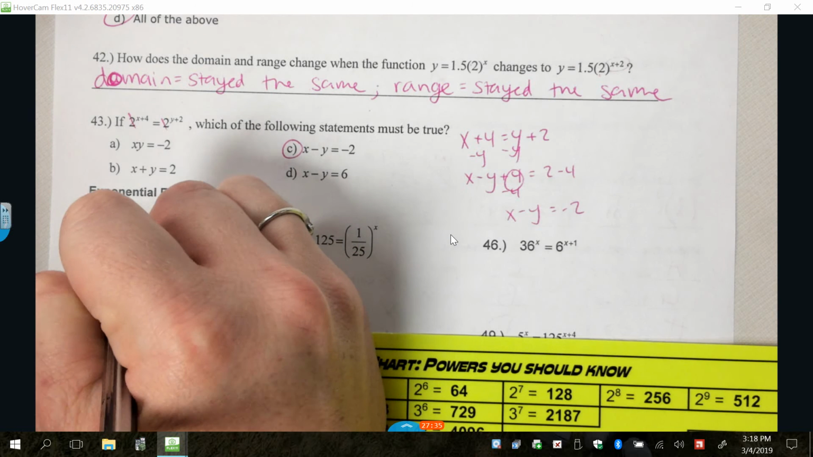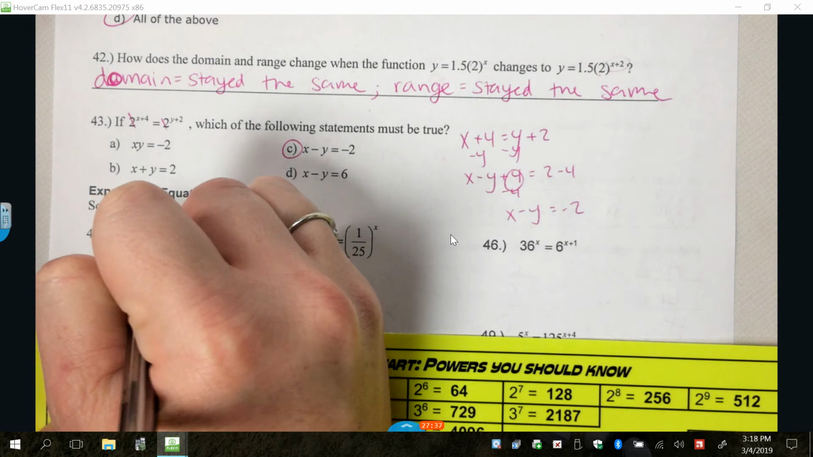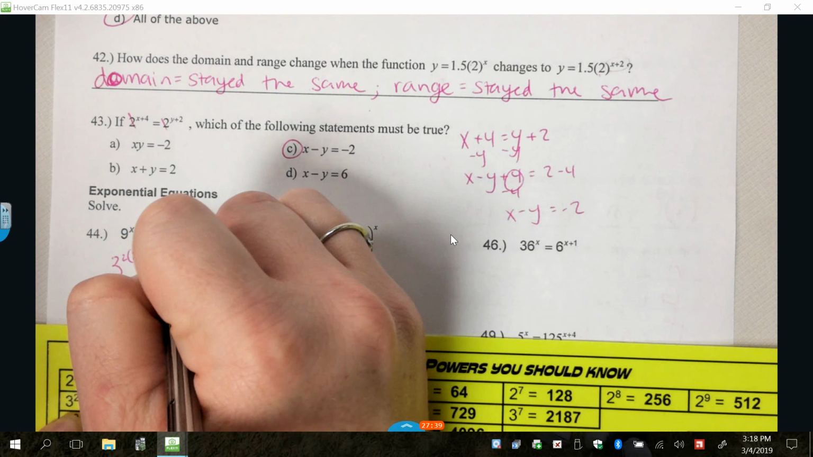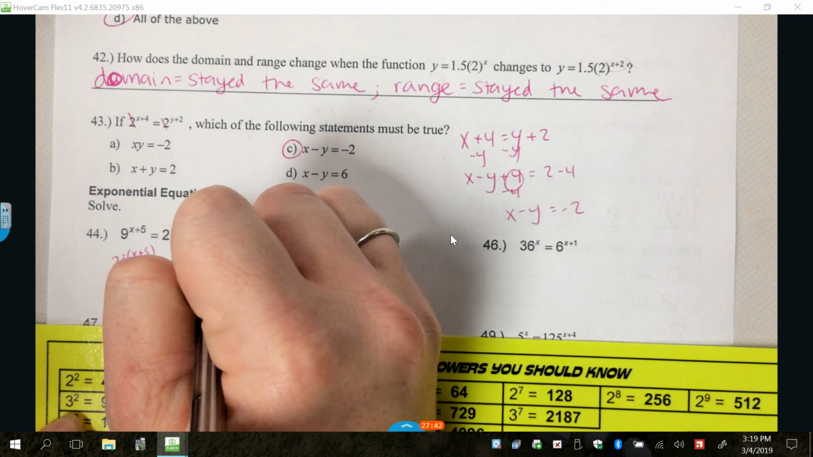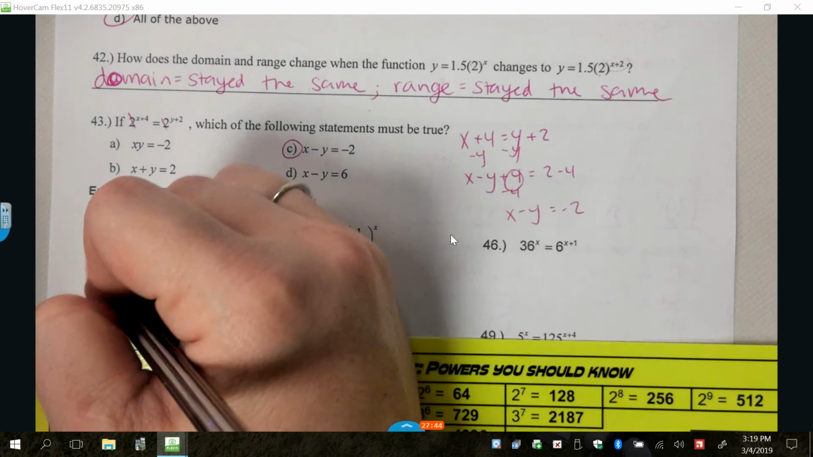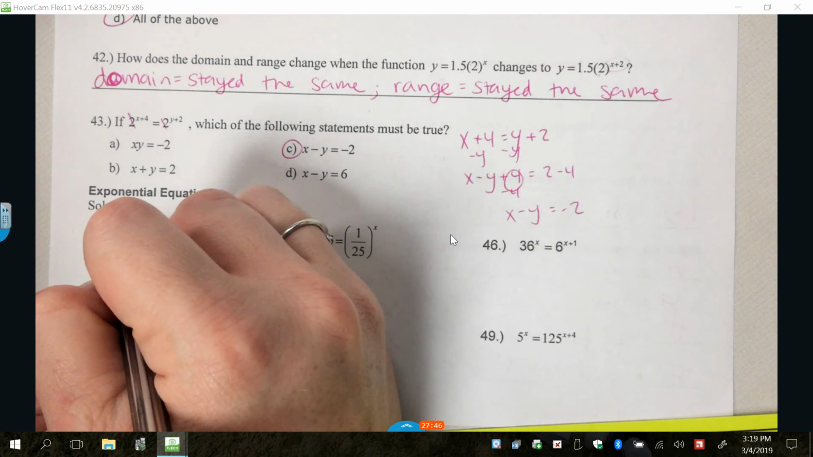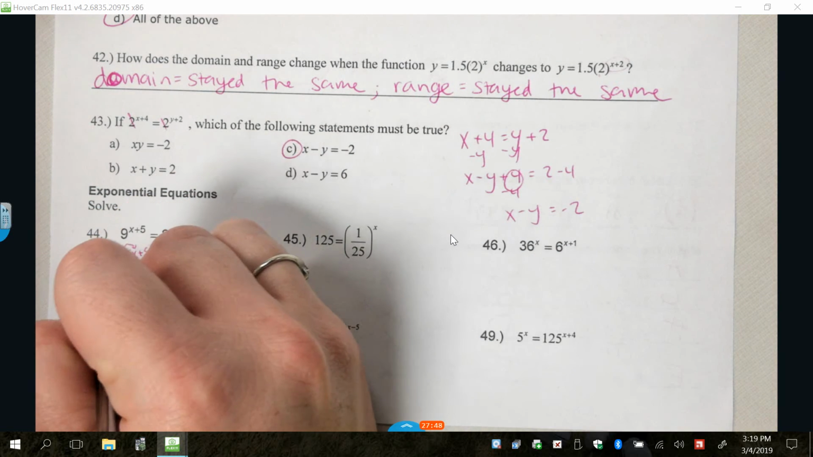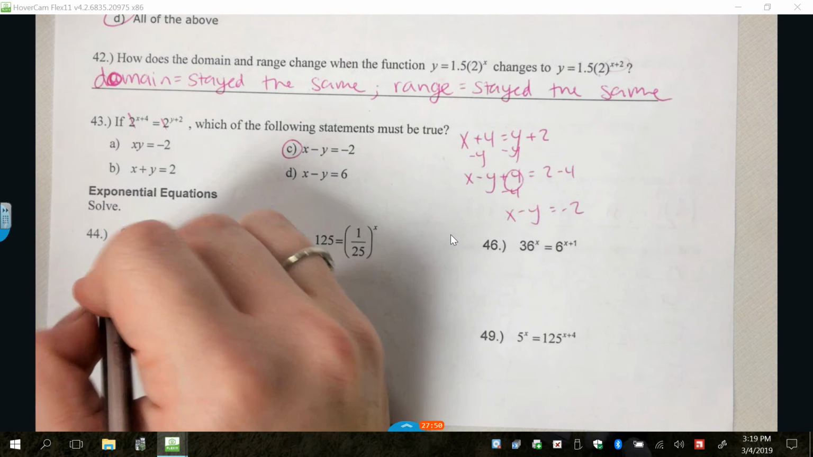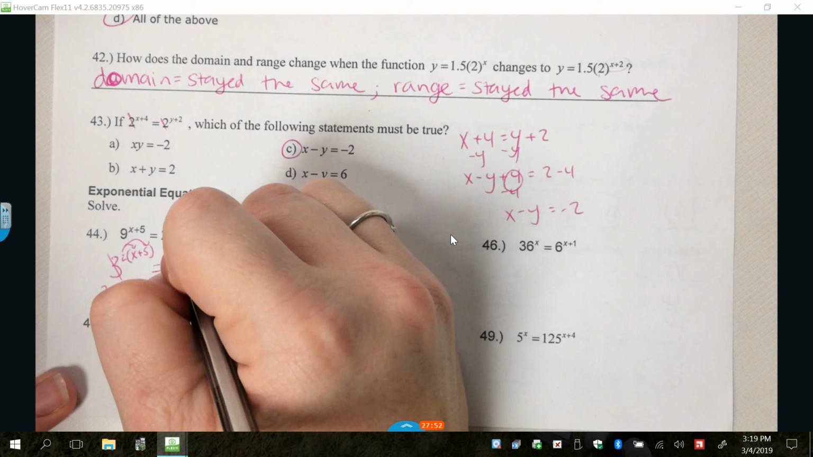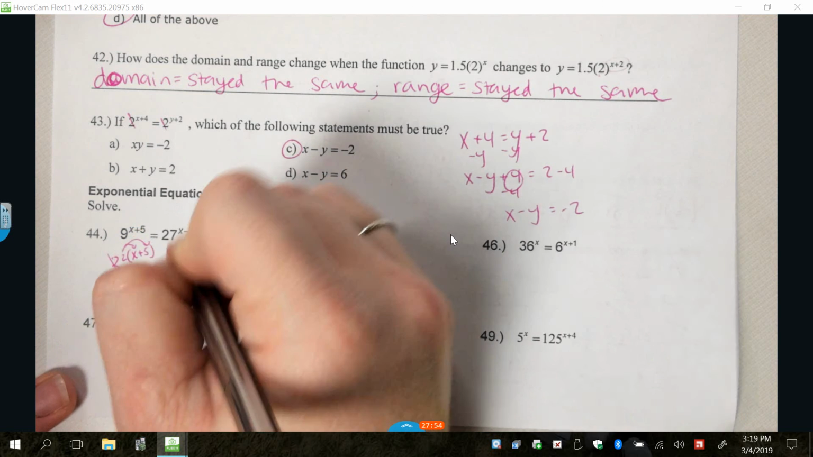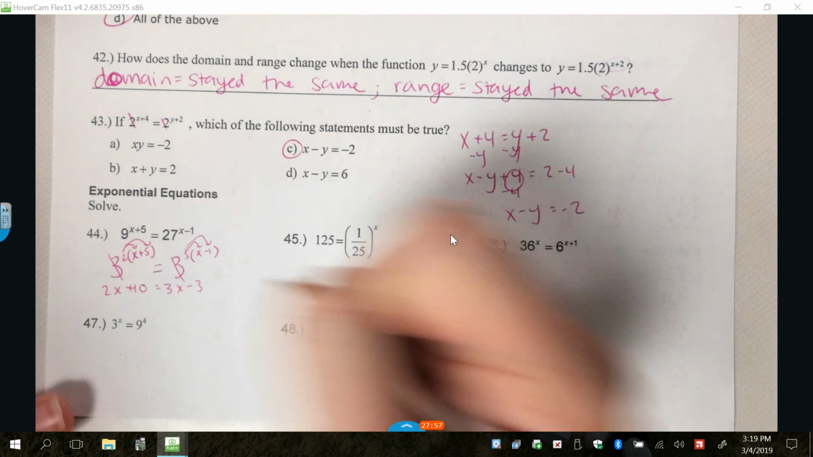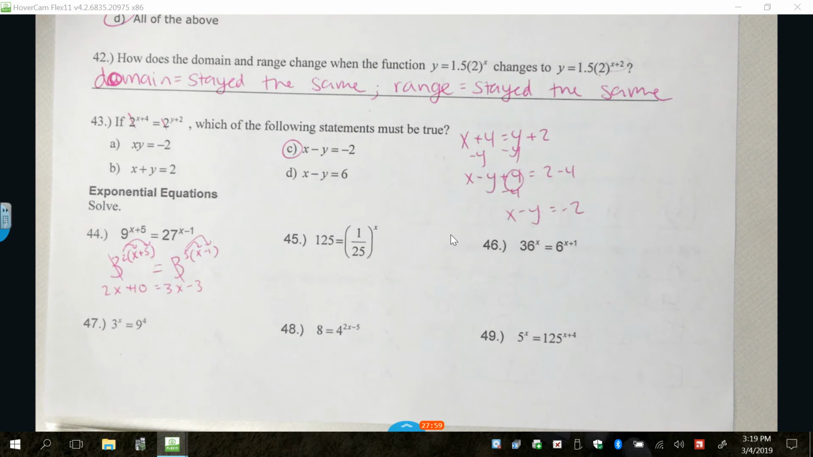So 3 squared to the x plus 5 equals 3 cubed to the x minus 1. The 3's cancel. I'm going to go ahead and distribute. 2 times x is 2x. 2 times 5 is 10. 3 times x is 3x. 3 times -1 is -3. Remember, you're setting the exponents equal to each other. I just kind of threw in the step of distributing so I had enough room.